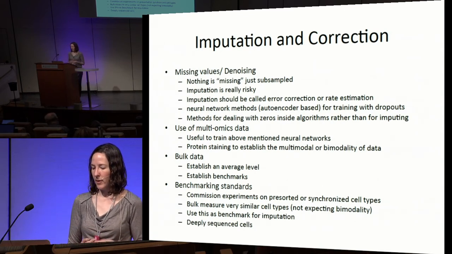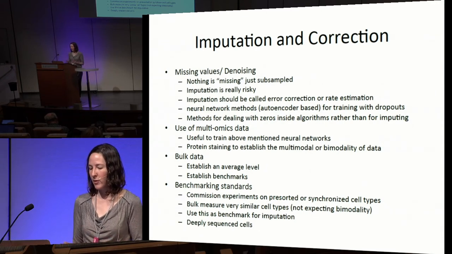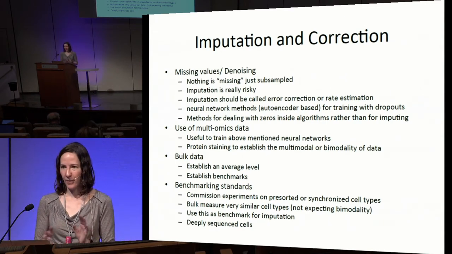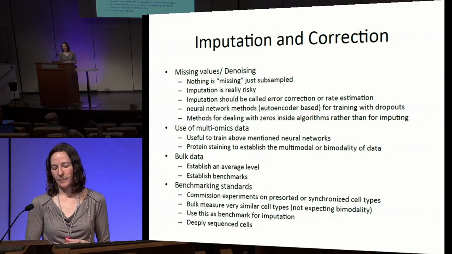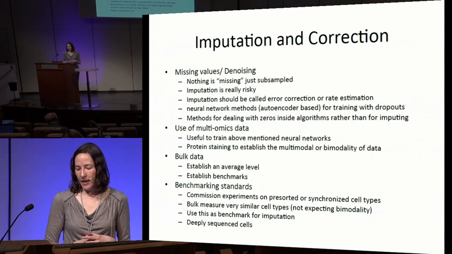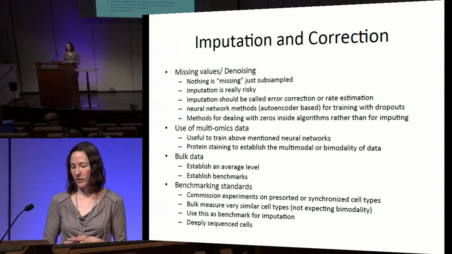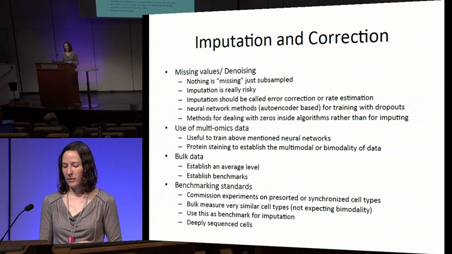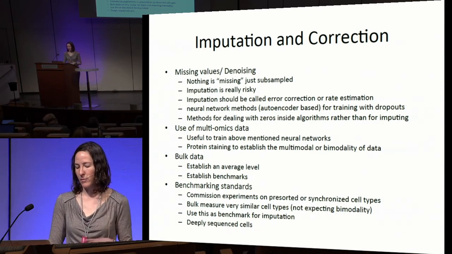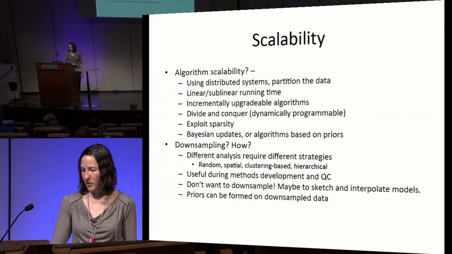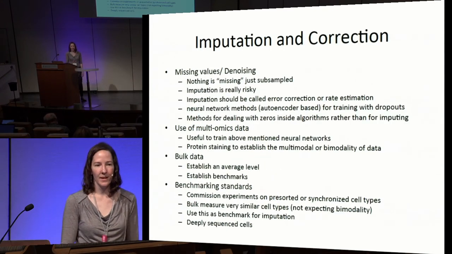So we had a few ideas around this, such as doing experiments where we really sort cells down to fairly similar types or use synchronized cells to establish whether our imputation method is really identifying modality correctly, things like that. We can use bulk measurements of very similar cell types in a similar way. And one thought was we could get very deep sequencing for some subset of cells as well. So those are ideas around benchmarking, but I think how we deal with these zeros is going to be really important, whether it's inside the algorithms that we're using or as a pre-processing type of step. So those are the main ideas that we considered, and happy to take further discussion.